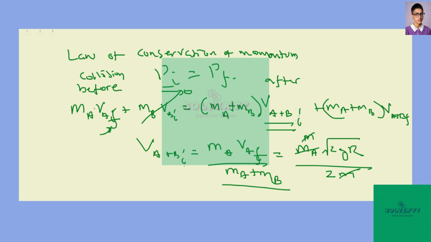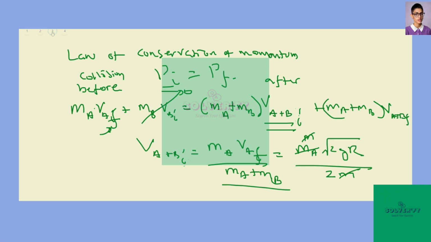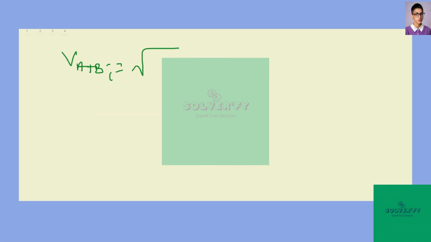And so we're left with, in the next page, we have V of A plus B initial equals, going back, radical 2gr all over 2, which is the same as 4 radical gr all over 2, which becomes 2. So they're going to cancel out because this 2 comes out.